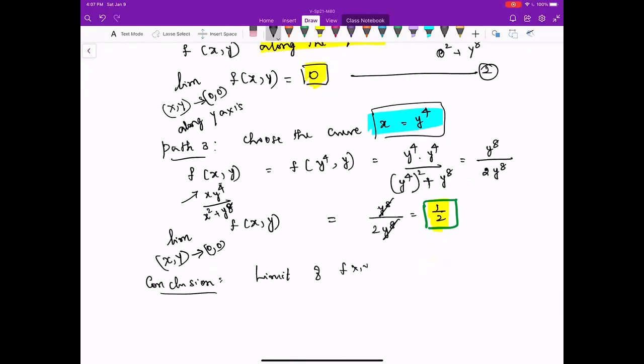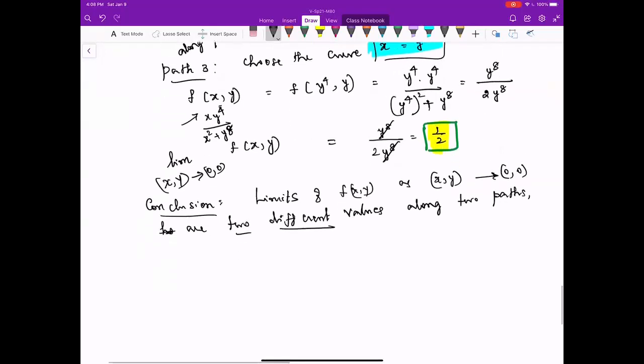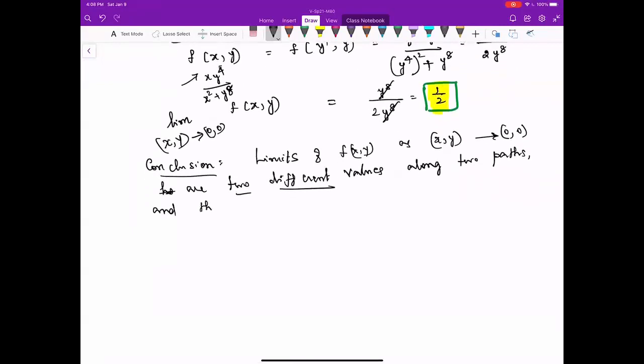The limit of f(x, y) as (x, y) approaches (0, 0) gives two different values along two paths, and therefore the limit does not exist. So the limit does not exist.